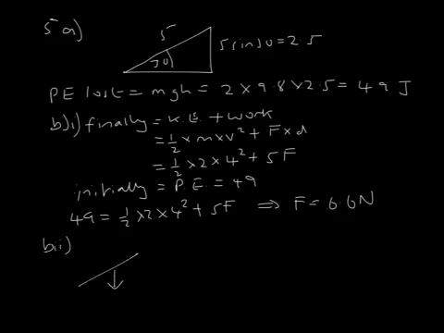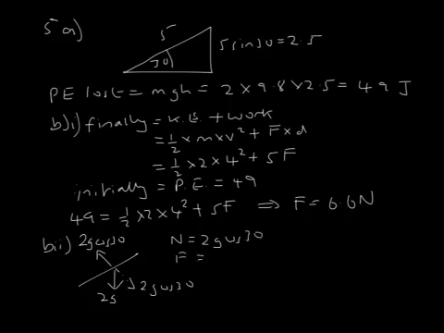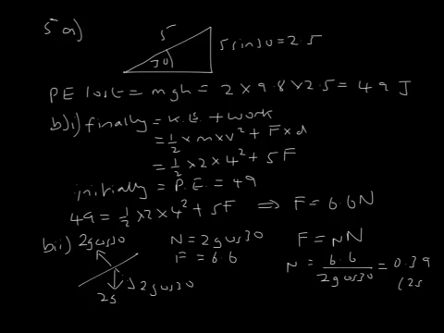We've got a weight of 2g. The component of weight there is 2g cos 30. So the normal reaction is going to be 2g cos 30. We know that the force is 6.6, and we know F equals mu times N. So mu must be 6.6 over 2g cos 30, and that works out to be 0.39 to 2 sig figs.